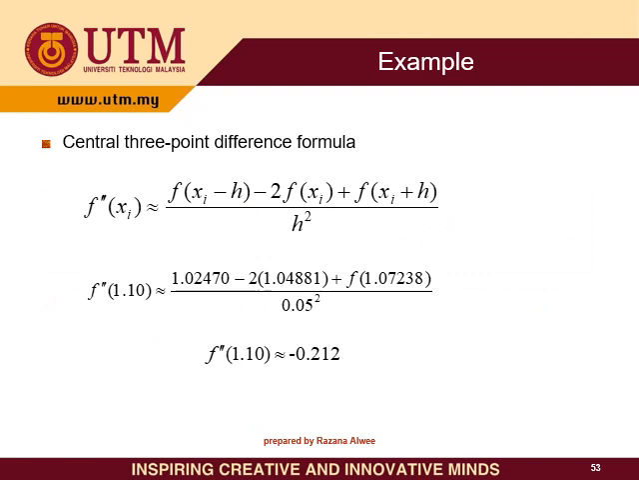Now this is the equation before. Same as previously, we just insert our xi. The xi is 1.10. So the previous one is 1.05 and this one is 1.15. So you put the f(x) into the equation and h here, and you will get your approximation of your second derivative.